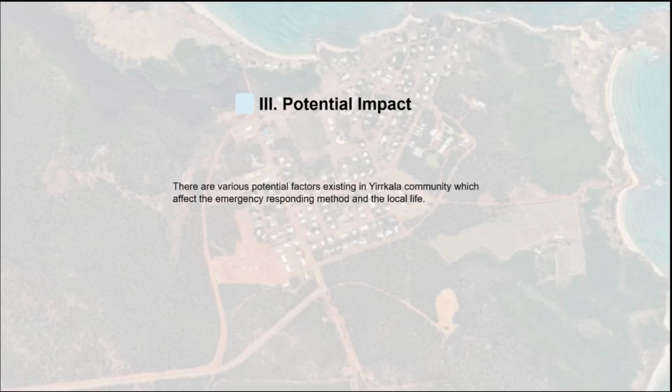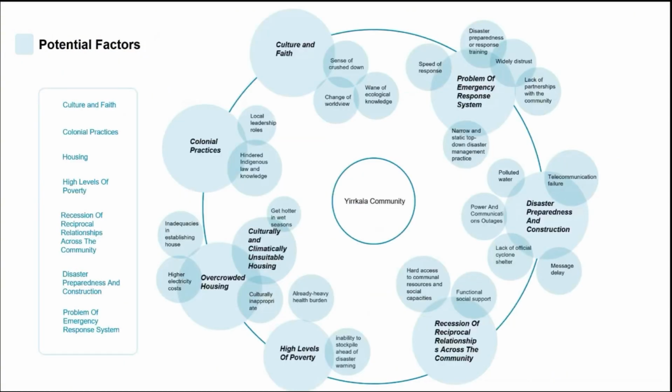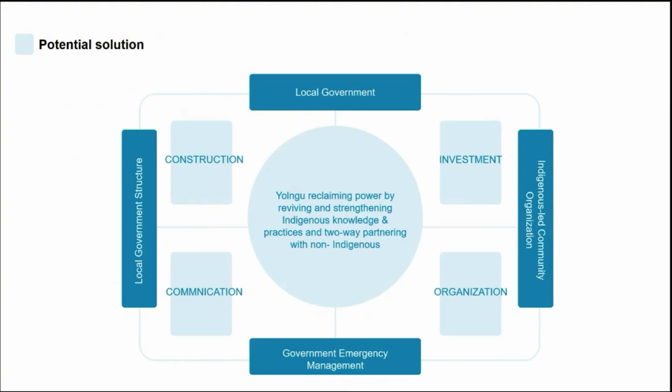The third part is the potential impact. The Yirrkala community faces unique challenges when it comes to disaster preparedness and response. The severity is increasing due to sea level rise, and other factors include culture and faith, colonial practice, housing, high level of poverty, the lack of partnership, disaster preparedness, and the construction problem of the emergency response system. I believe coordination can deal with these issues from the construction, investment, communication, and organization.